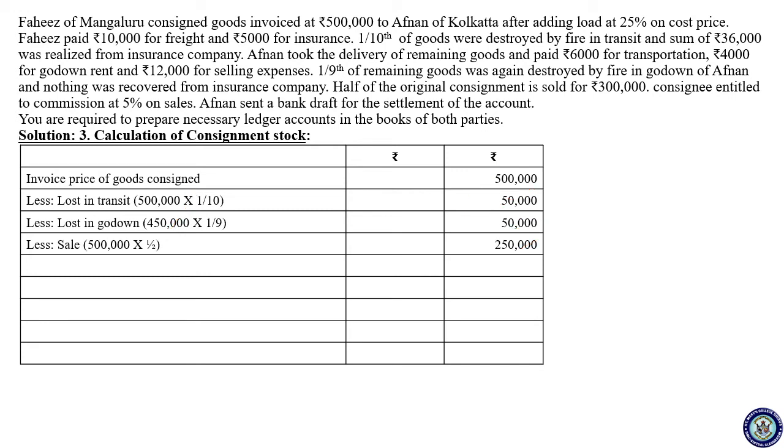Afnan has sold some value of goods. How much is sold? See, don't take the selling price. That is nothing to do with the stock, that is the closing stock. But to sell at the rate of 3 lakh, there should be some cost price. This is the selling price, but we have to deduct cost price. Now, what is the cost price?